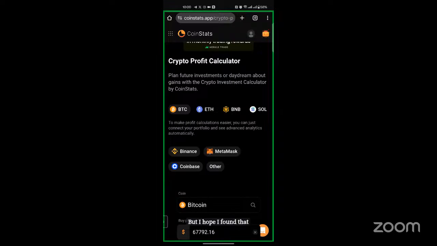Crypto profit calculator. People usually ask me, how do I get this? Someone is asking, but how do you know all this? I think exposure.